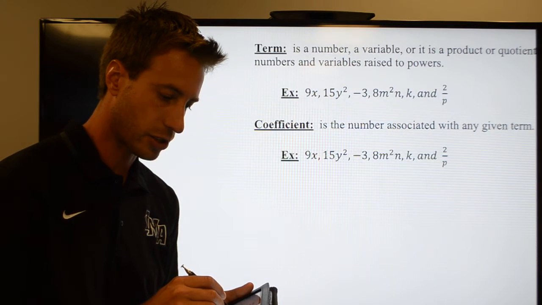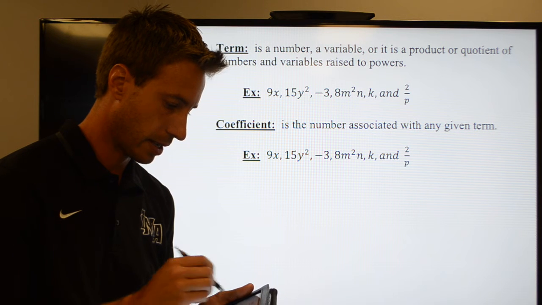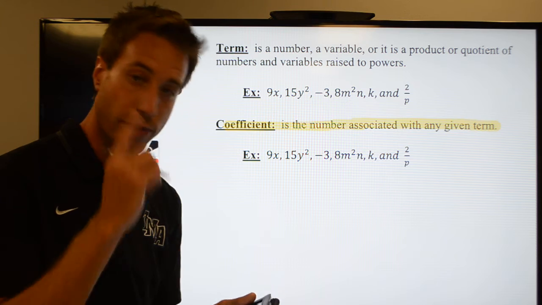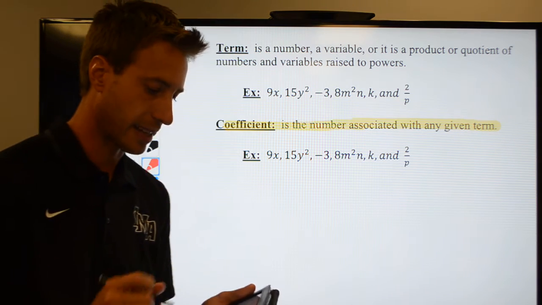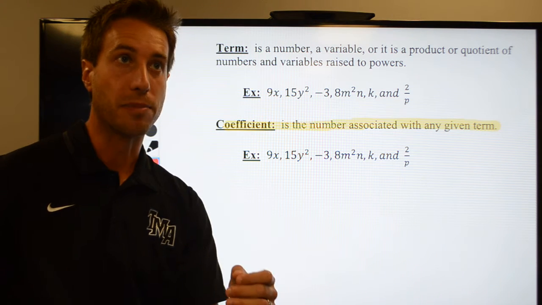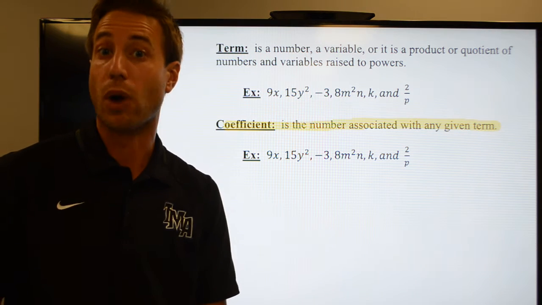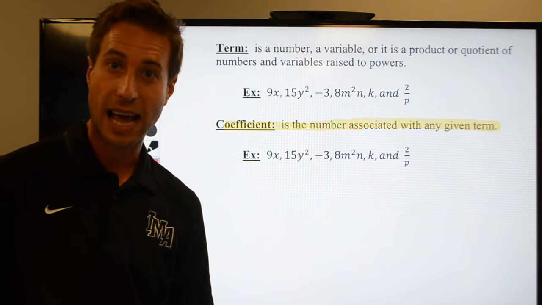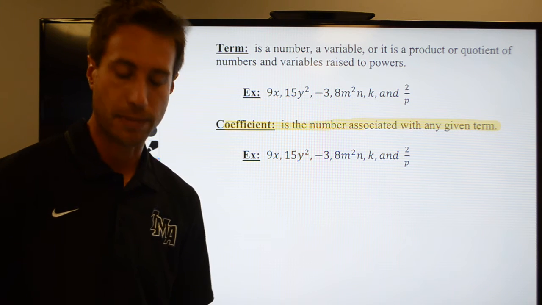One other thing to note when it comes to terms is the coefficient. This is the number associated with any given term. I apologize, that moved on me. Let's go through and highlight these real quick. It should be the number in front. It doesn't have to be in front. The convention is generally to write it in front. That's where we typically like to put our coefficients. It doesn't have to be, but most of the time that's where it will be.